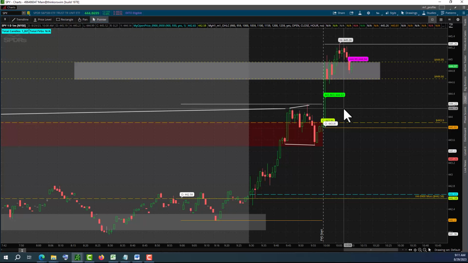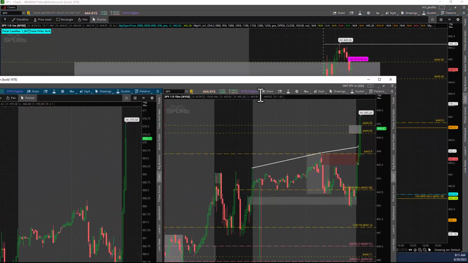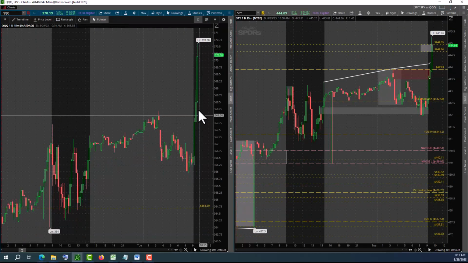We don't see any divergence yet, so we're not going to take a short trade here. Right? It's simply because at the top, but patiently wait. Right here you see the huge move from the QQQ. So basically right here we see it's just sell side liquidity raided or a stop run and then boom, go up.